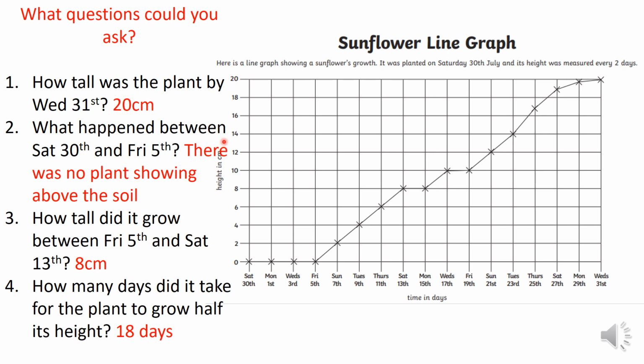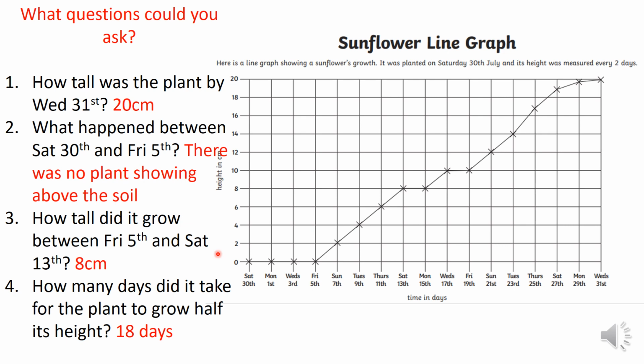Question 2. What happened between Saturday the 30th and Friday the 5th? I go down here, Saturday the 30th and Friday the 5th. And we can see that there were no values on the graph at this point, and therefore no plant was showing above the soil.